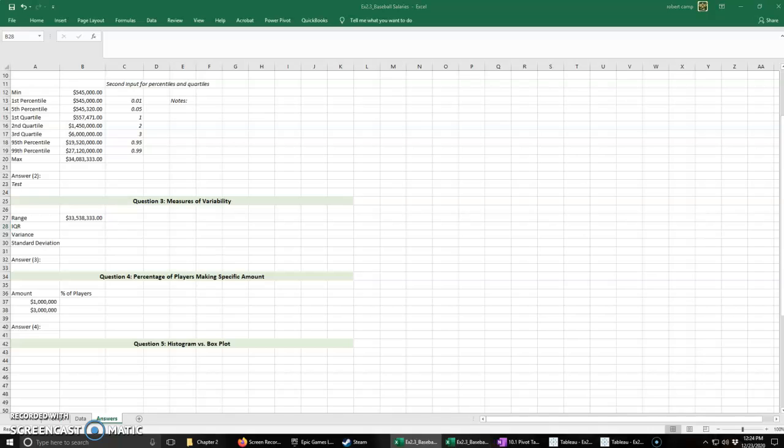Okay, the next part is our interquartile range. The interquartile range is the distance from the third quartile to the first quartile. So what are we going to do? We're going to take our third quartile and subtract our first quartile, so the 75th percentile minus the 25th percentile. What does that do? That gives us the middle 50% of our data. And there we go. Interquartile range, 5.4 million.